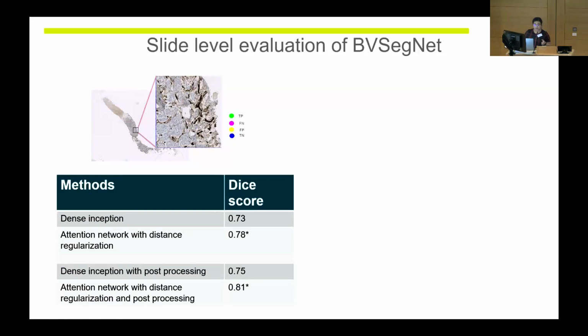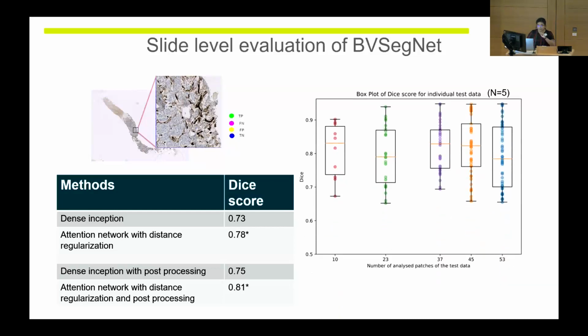And with the dense inception that was part of a MoNuSeg challenge for cell-based analysis, without those variations we got a dice score of 0.73, but by adding the attention map, the distance-based regularization and the post-processing, we see that the performance is increased. And these are the outputs for all the tiles that had positive representation of blood vessels, excluding the negative regions, for the 5 whole slides.